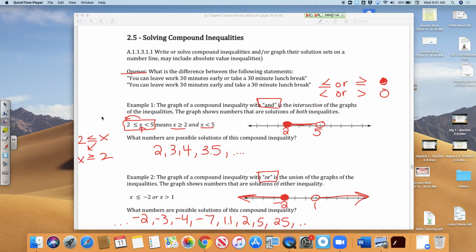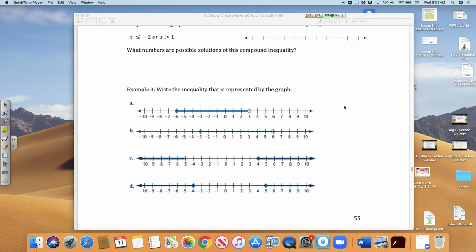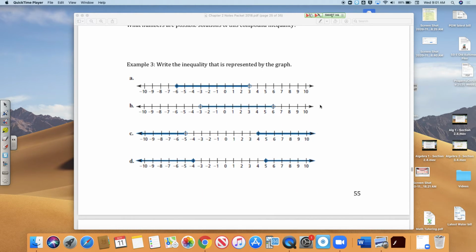So we're going to end today with some examples below. I'll do the first one with you, and then I'm going to have you guys try these on your own. So we are going to be writing inequalities from the graphs. A and B look similar, and C and D look similar.